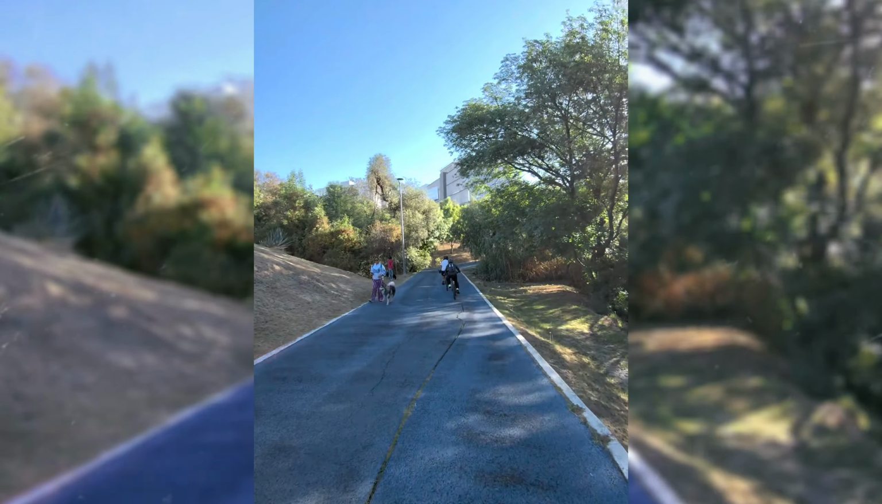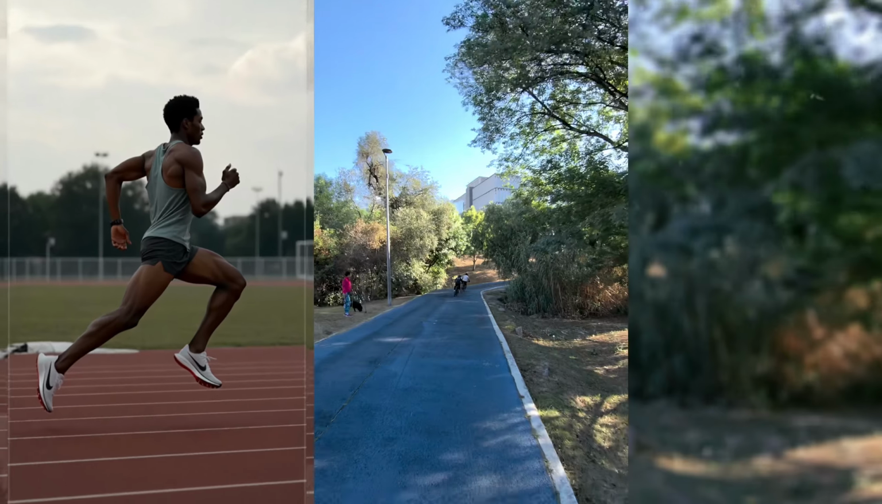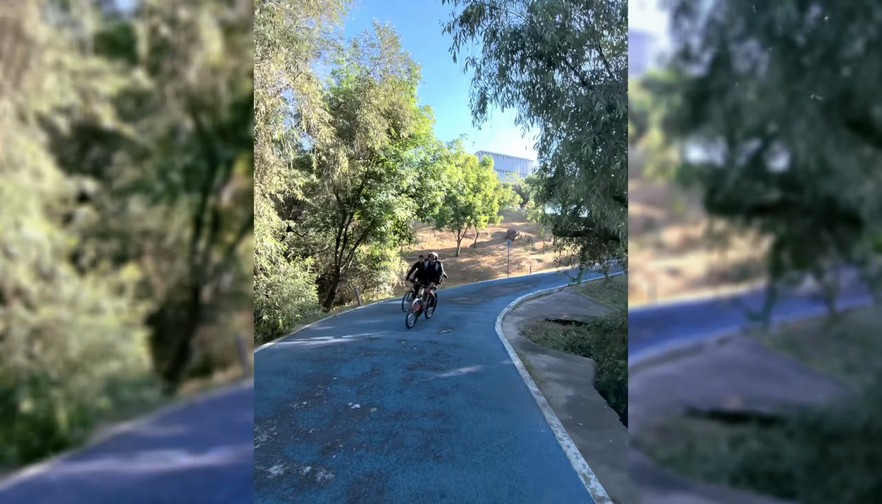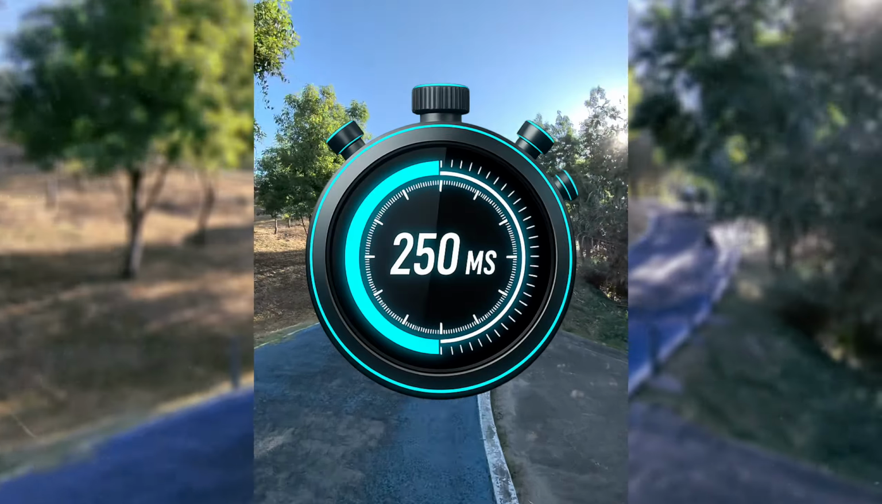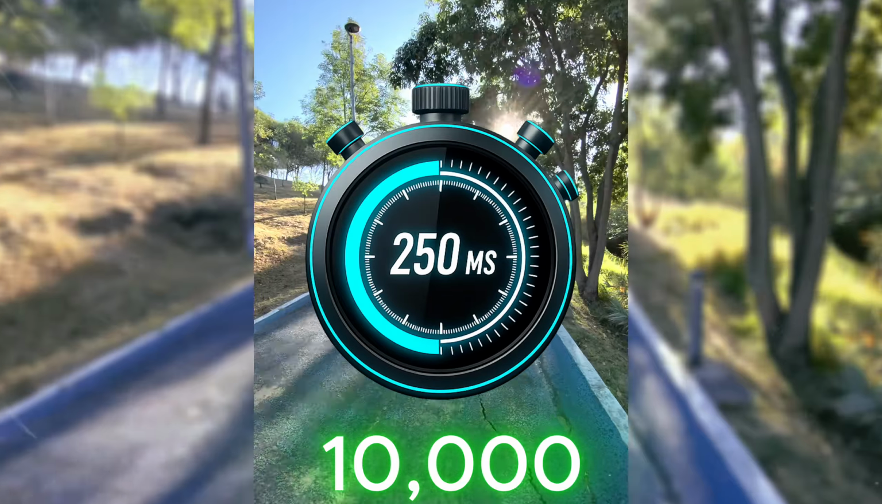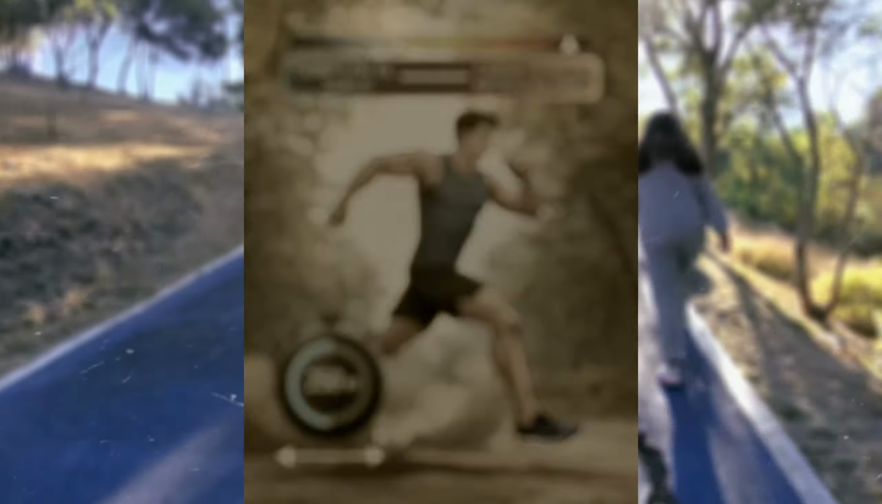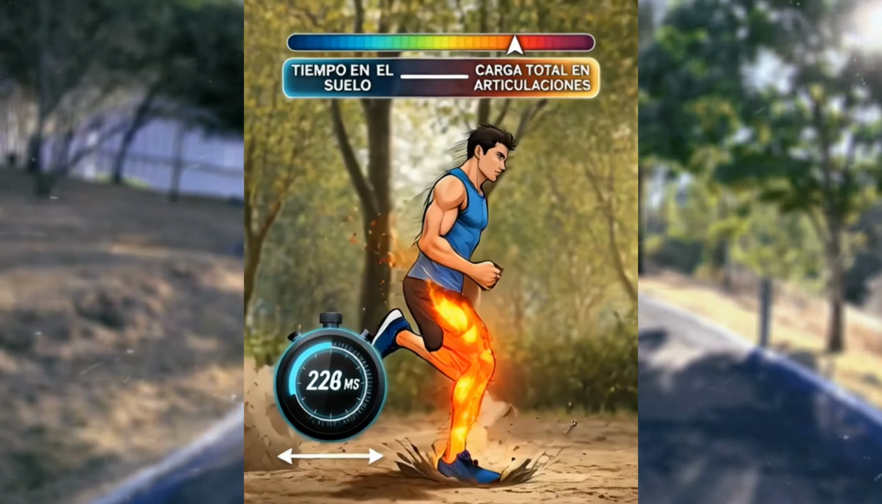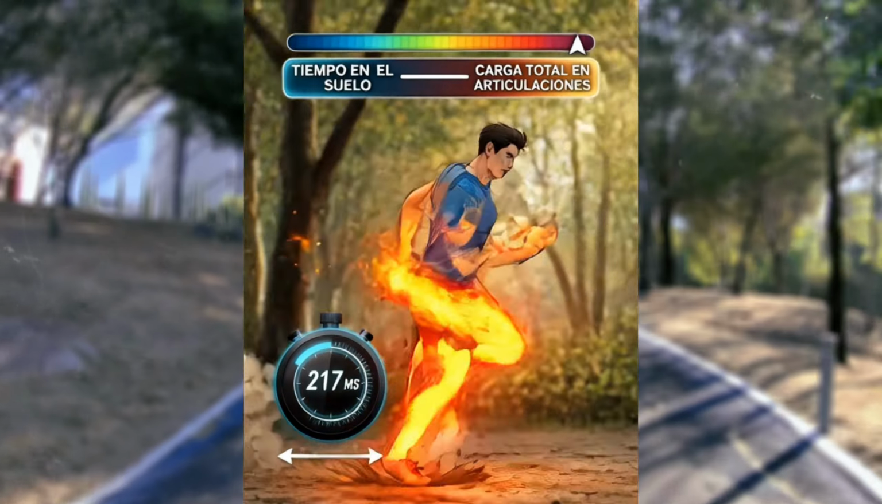3 variables influence this directly: average cadence, average ground contact time, and vertical oscillation. Each foot strike lasted a little more than a quarter of a second, and that happened almost 10,000 times. More time on the ground means more energy dissipating through the joints, and that increases the total load. Impact needs to be managed better.